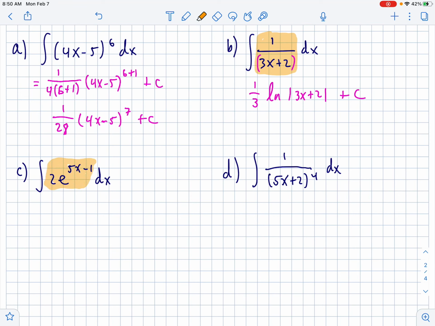This problem is just an e to the x. The 2 is just going to hang out in front, but this 5 out here, when you do times the derivative of the inside, means that we need to put a 1/5 on the outside. So this will be 1/5 times 2e to the 5x minus 1 plus c, which can be rewritten as 2/5 e to the 5x minus 1 plus c.